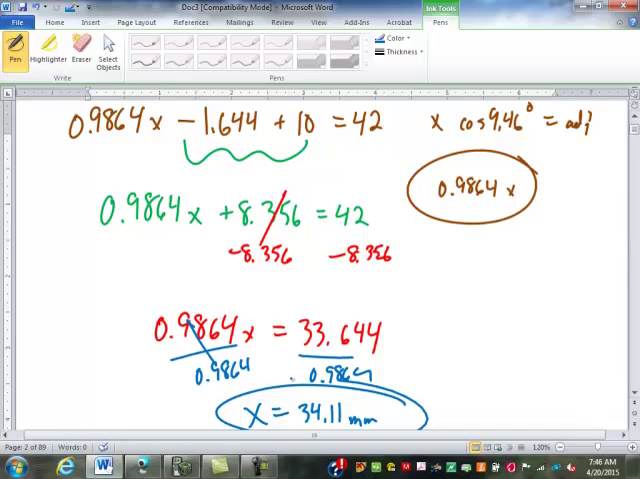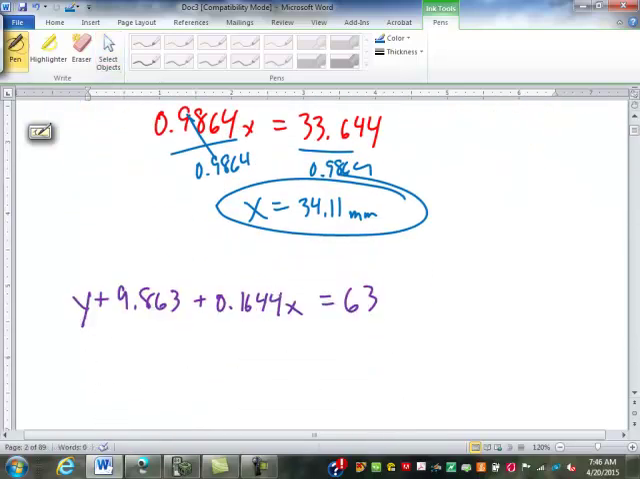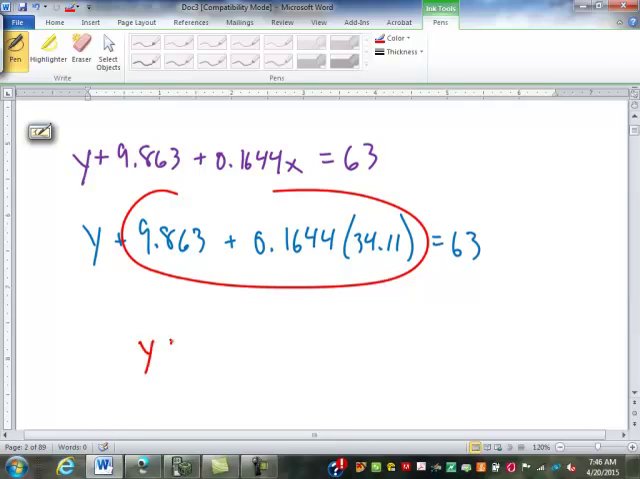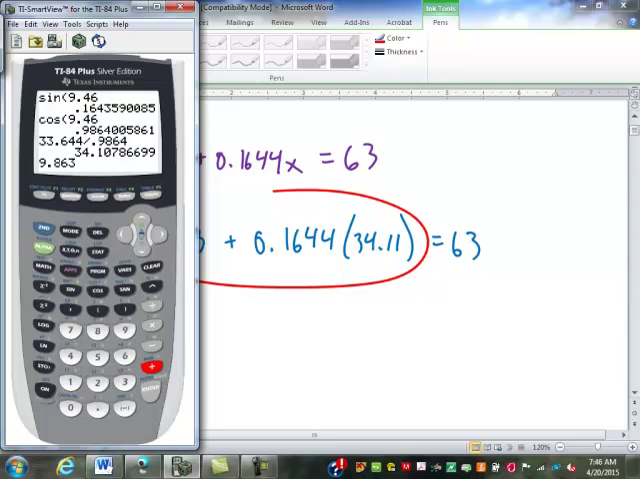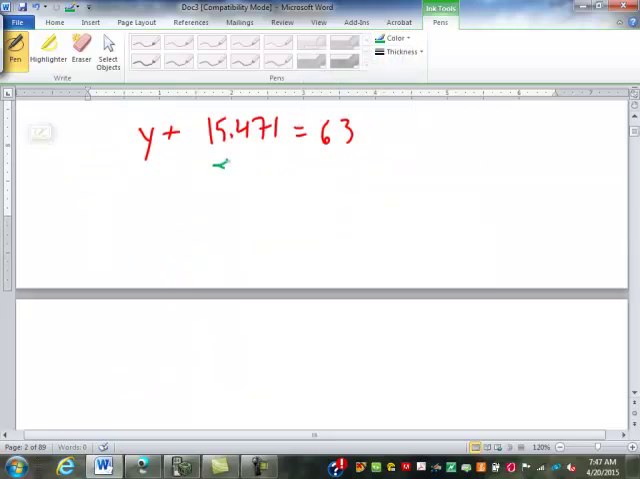Now what? Put it back in here to find y. Very good. So y plus 9.863 plus 0.1644 times 34.11 equals 63. So I'm going to combine all this. 9.863 plus 0.1644 times 34.11 is 15.471. And we subtract. So y equals 47.529.